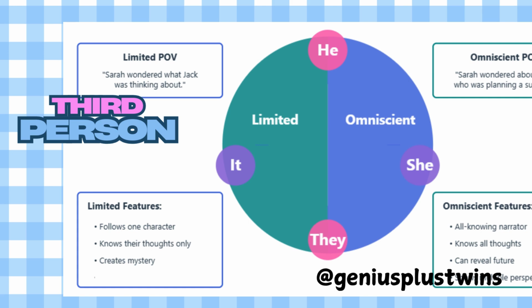Now I'm going to talk about the second form, which is omniscient. Here's an example. Sarah wondered about Jack, who was planning a surprise. Here are some features of omniscient. There is an all-knowing narrator, knows all thoughts, can reveal future events, and shows multiple perspectives.